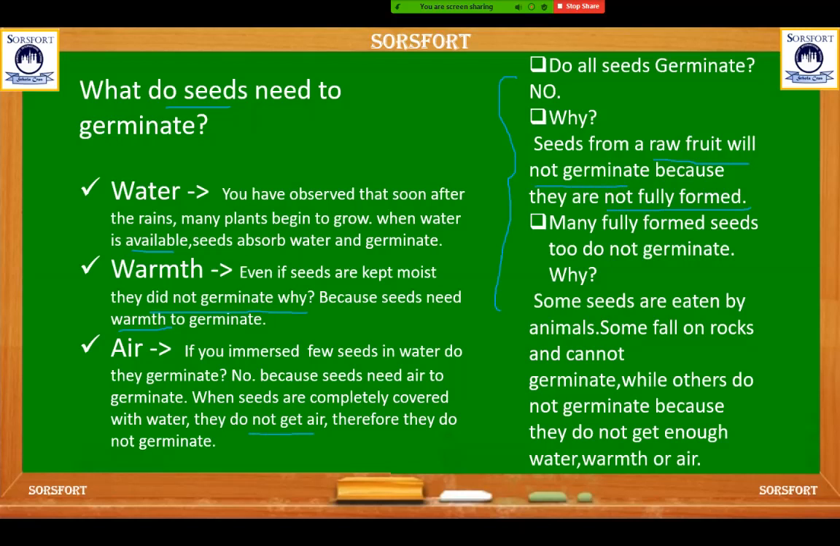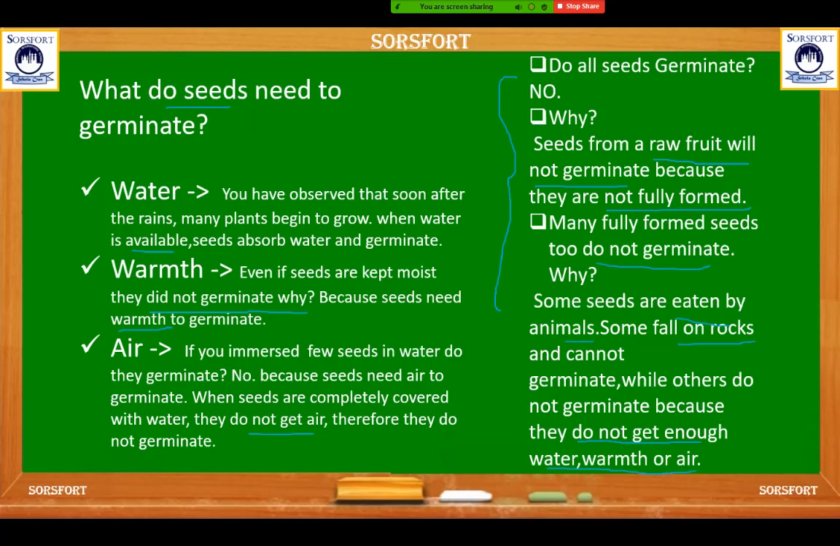The next one, many fully formed seeds too do not germinate. Why? Some seeds are eaten by animals, and some fall on rocks and cannot germinate, because if seeds fall on rock, they do not get the exact quantity of water at once. Others do not germinate because they do not get enough water or air.